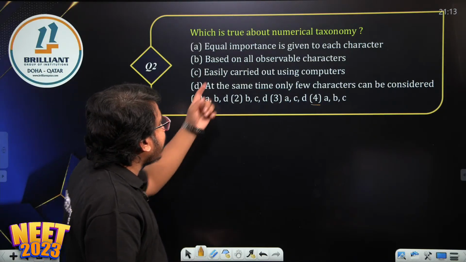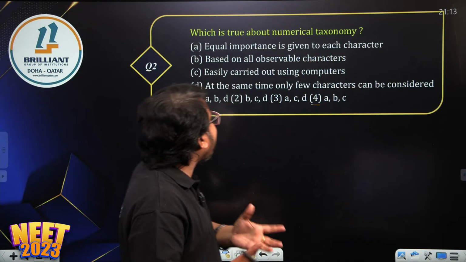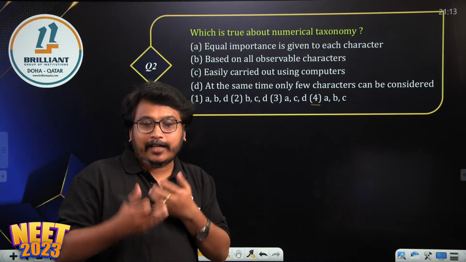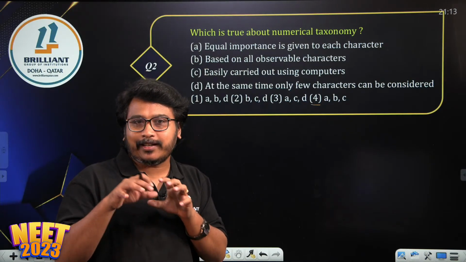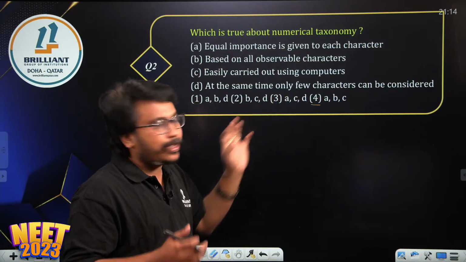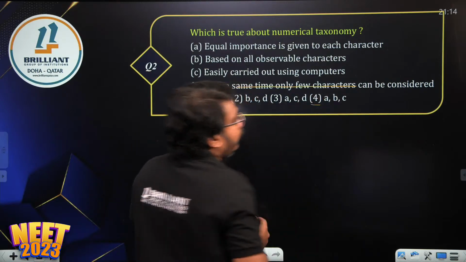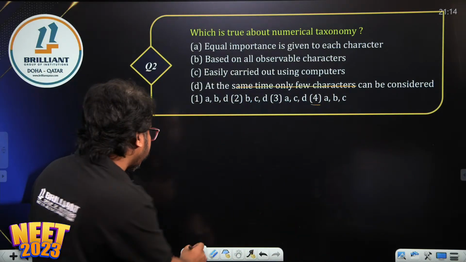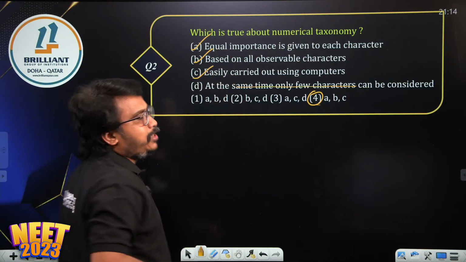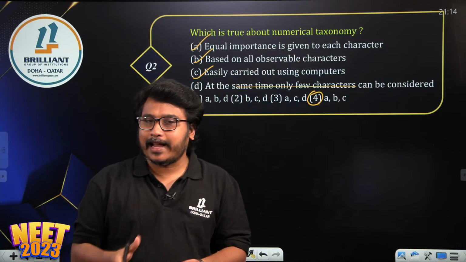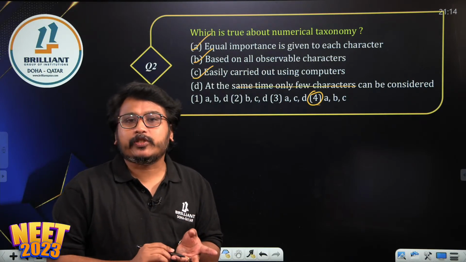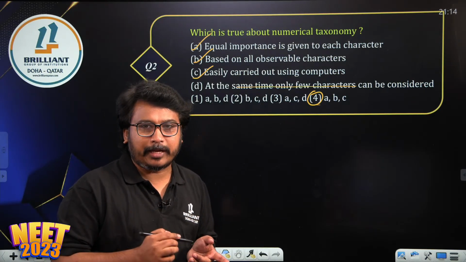So in numerical taxonomy, equal importance is given to each character and it's based on all the observable characters, and it is done using a computer program. You just have to enter the information and you can classify it easily. And at the same time, "few characters are considered" is wrong. Actually all the characters are considered. So the answer to this question is 4. A, B and C, these all are coming under numerical taxonomy. So hope you understood chemotaxonomy, cytotaxonomy and numerical taxonomy.